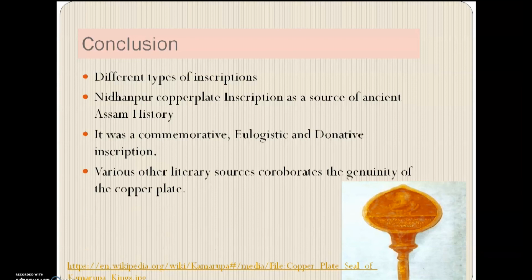Now, the contents of the Nidhanpur copperplate inscriptions can also be corroborated with the contemporary sources like the literary sources, archaeological sources and the numismatic sources. The Harsacharita, the writings of Huen Tsang, the Kalika Purana, and the various numismatic sources also corroborate with the writings of the Nidhanpur copperplate inscription. Hence, it becomes a source of ancient Assam history.